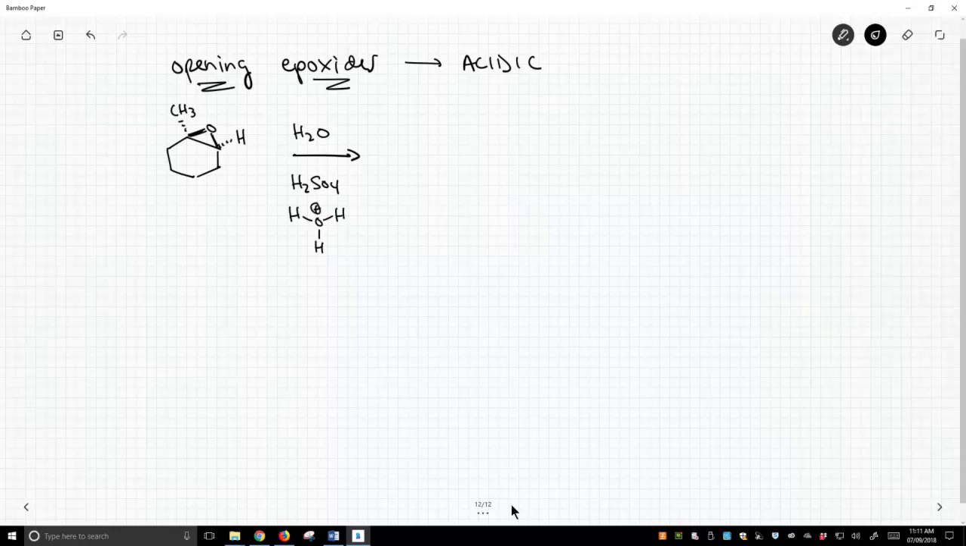So when I say we're gonna open something under acidic conditions, that's kind of a clue. Well, the first step is going to be protonation. Protonation with what? Our operating acid, and our operating acid is going to be H3O+, because that's what you get when you mix water and sulfuric acid. So we're going to protonate one of these lone pairs with our H3O+. That's going to give us a protonated epoxide.